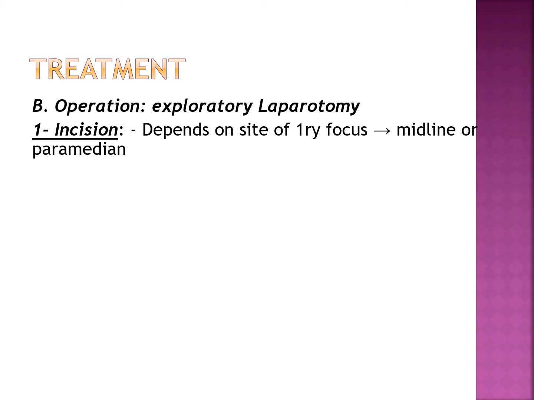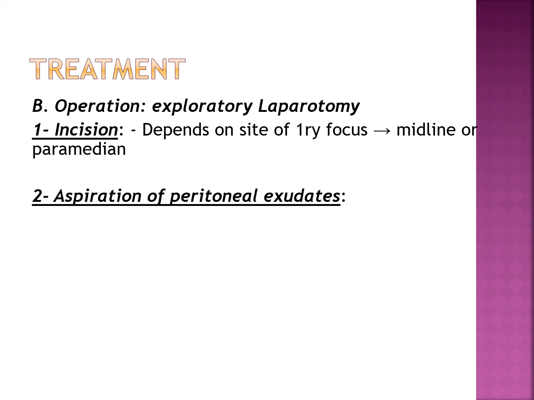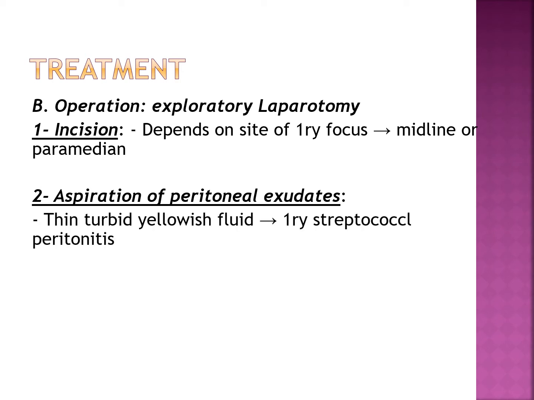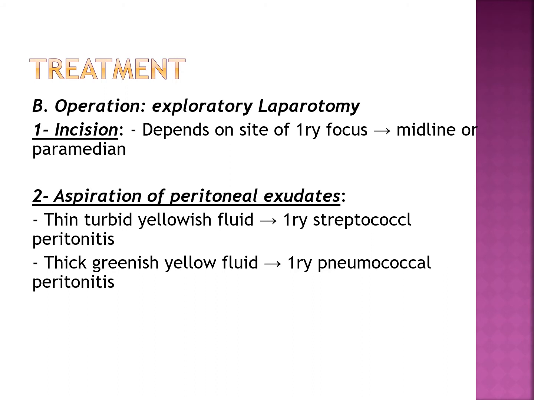Some old authors say that a paramedian incision can be used because most of the causes of acute peritonitis mainly lie on the right side, but a midline incision is now the rule, and it is used in most cases of exploratory laparotomy. Upon incising the abdomen, you will face copious amounts of peritoneal exudate, and this exudate can help you to identify the source of the perforation, the source of infection.